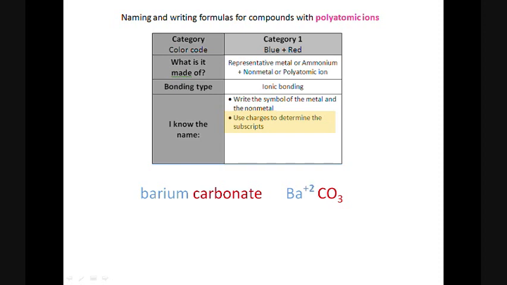The periodic table tells us that barium always has a charge of +2, and the polyatomic ion list told us that carbonate always has a charge of -2. +2 and -2 equal out automatically, so we don't need to add any subscripts. We put a Ba and a CO3 next to each other, and BaCO3 is our final formula.